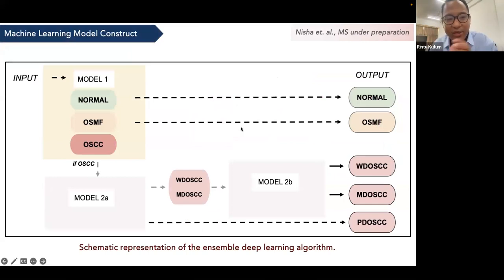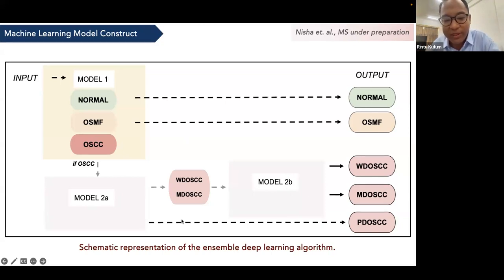And we had the complete workflow. Once we have the input of the patches, you have three different models. The first model checks whether it is normal, OSMF, or OSCC. If it is OSCC, then we have two different models, where you first do a three-layer classification. The first layer differentiates only the well differentiated OSCC and the moderately differentiated OSCC. The second model does the poorly differentiated one. We'll talk about this more in the coming slide.